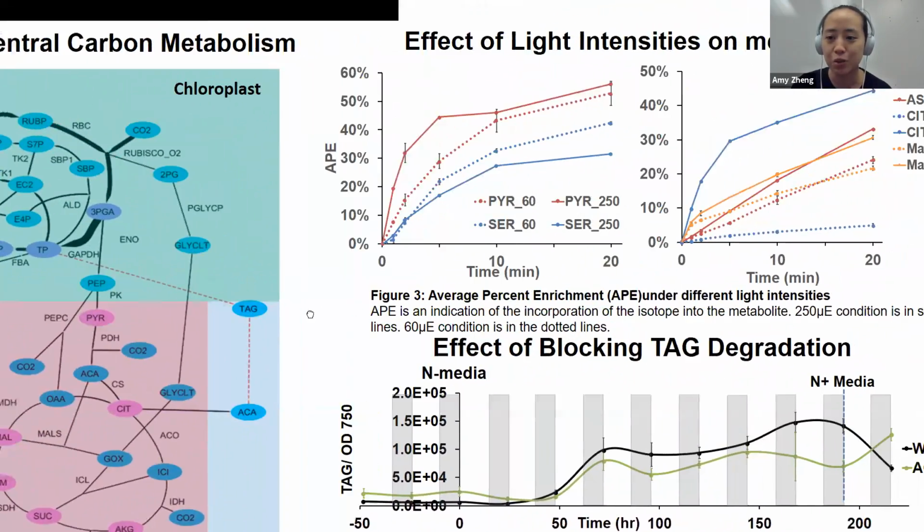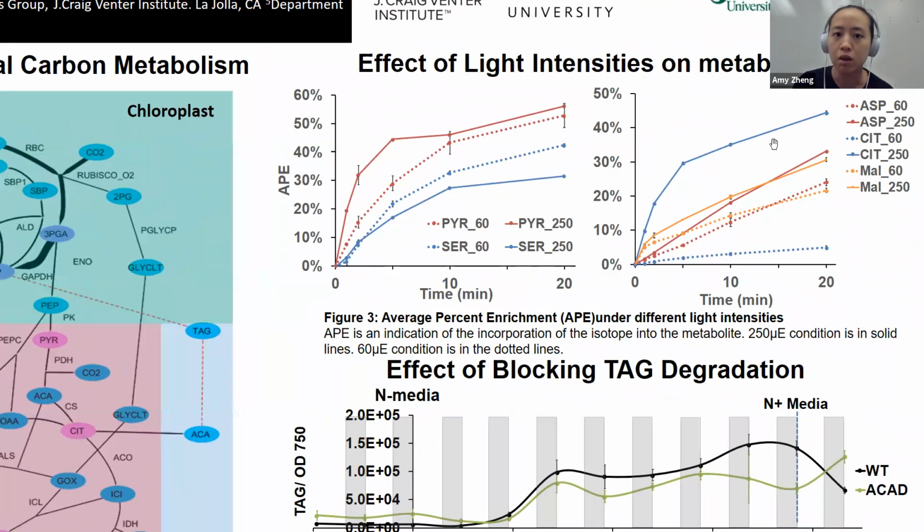So going into the two different conditions, first let's talk about the light intensities. So we have two different light intensities that we're testing. The low light is the 60 microeinstein case, and the high light is the 250. So average percent enrichment tells us how much of the labeling has been incorporated into the metabolite. So we can see that at the beginning, comparing the 60 to the 250, the high light case incorporates the labeling faster. So you can see also on the right-hand side, the slope is higher at the lower time points.